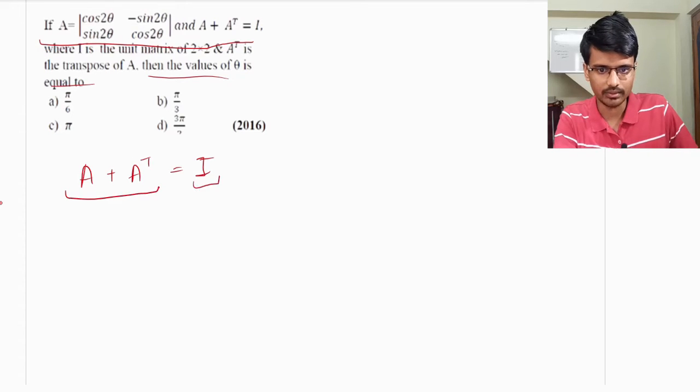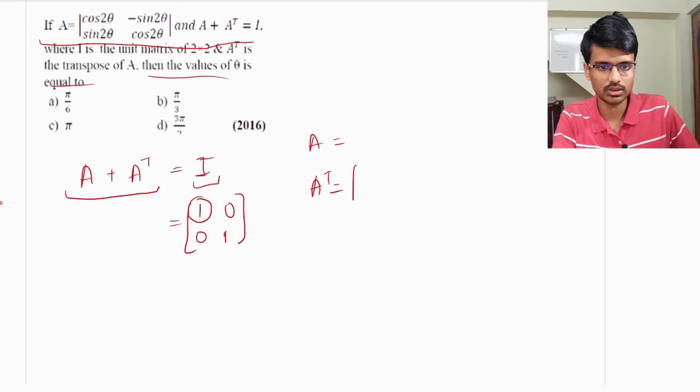Okay, so here what you can do is they are telling that addition of these two is I. Okay, what is I? 1 0 0 1. So here the trick that you can do is you can only evaluate the first term, that is A11 of A plus A transpose. Okay, no need to evaluate the entire thing. A they have already given us. What is A transpose? Cos 2 theta, minus sin 2 theta, sin 2 theta, cos 2 theta. Yes, so this is our A transpose.